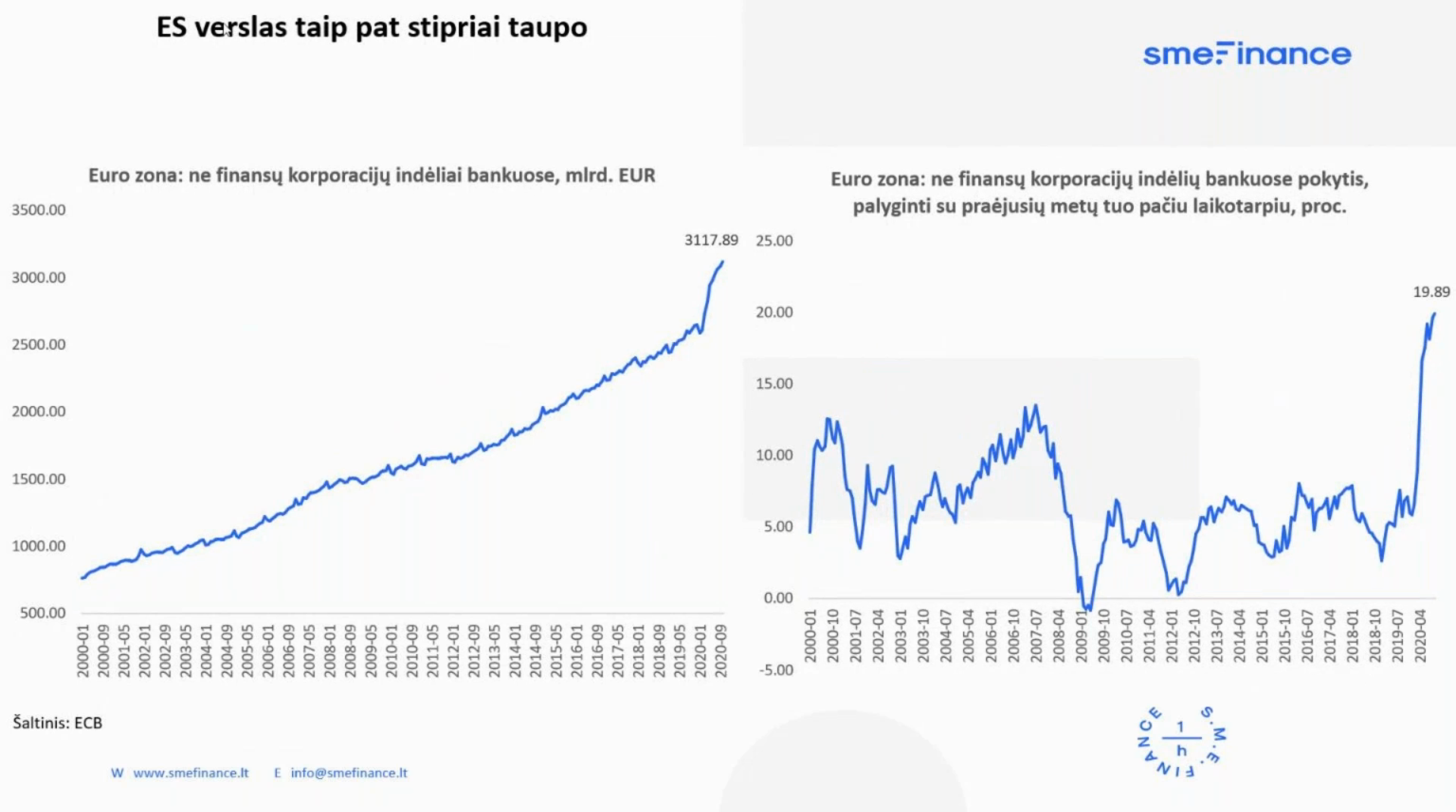And basically the same goes for the businesses. Right now, Eurozone businesses have accumulated 3.1 trillion euros of deposits in the commercial banks. This means that when the vaccination starts, companies will start spending money. They will start investing in business development, and they will start hiring people. And this will be, again, very good news for the European economy.